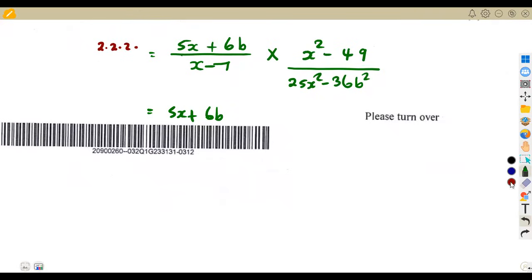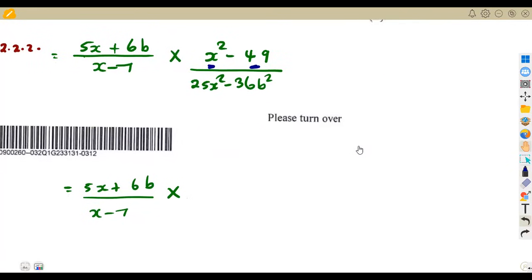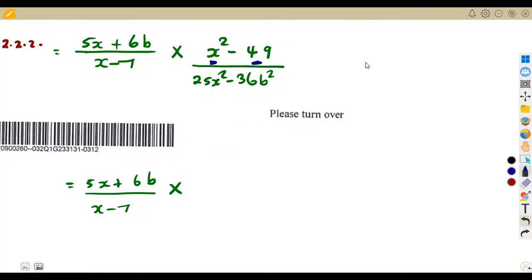Let me just have it aside here. So we are going to have our 5x plus 6b, everything over x minus 7, multiplied to. Now we can factorize this part. We've got a difference of 2 squares. Remember from our difference of 2 squares concept that a squared minus b squared is equal to a minus b into a plus b. So this is what we have here.